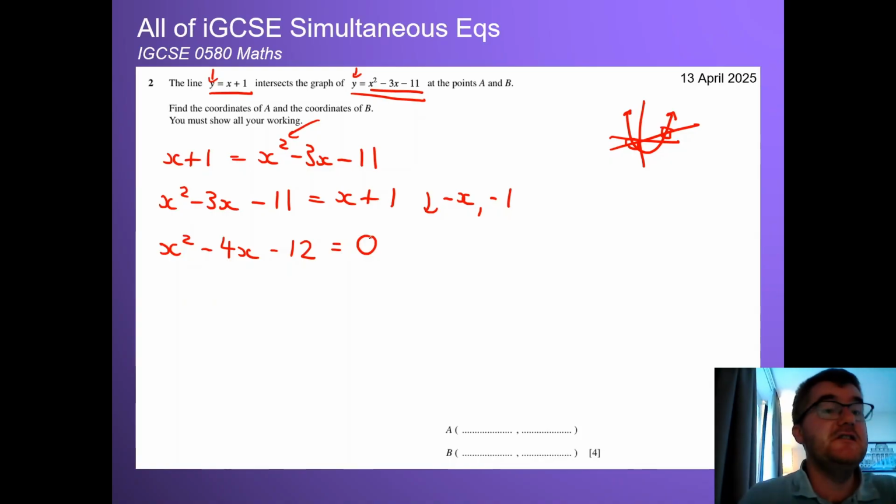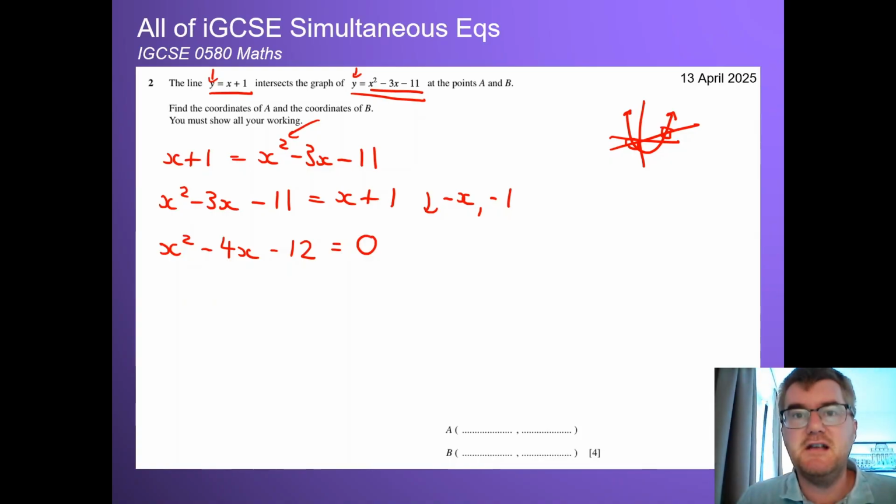Now we have lots of different ways of solving quadratic equations. We have factorizing, completing the square, the quadratic formula. So you can kind of choose which one you want to do.